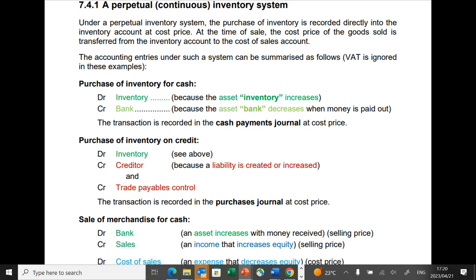It's very important to understand that when you are making a sale and you are using a perpetual inventory system, two journals need to be processed. The first one, recognizing the sale income. Number two, the one where we are transferring the inventory, from the inventory account to the cost of sales account.